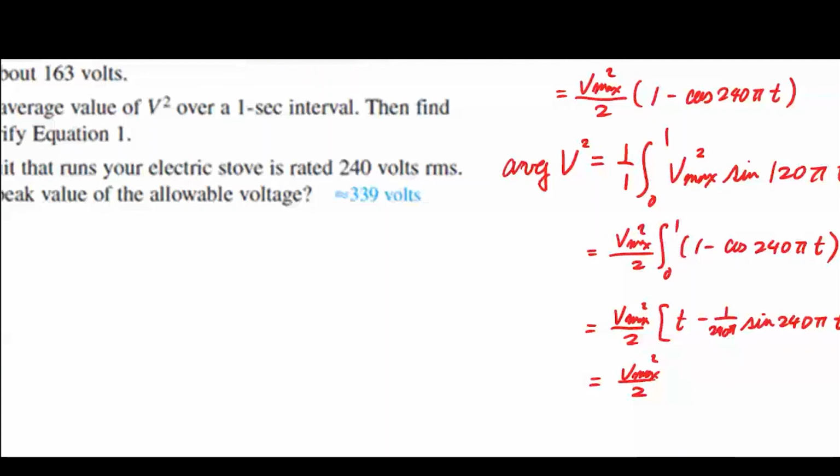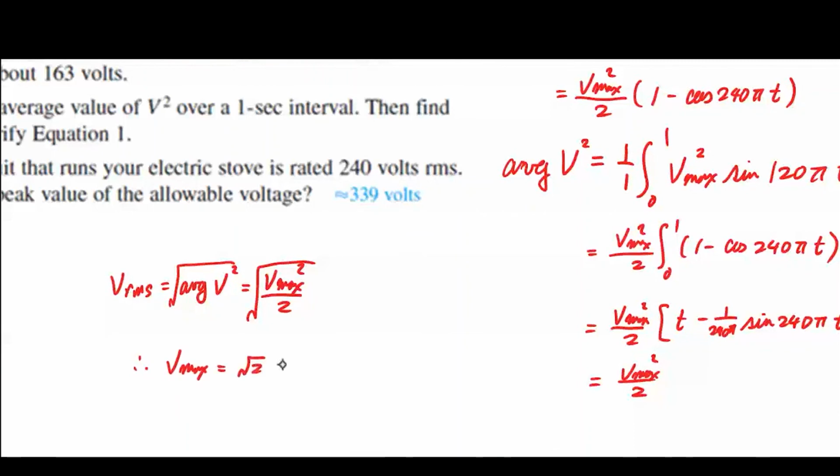Oh, V RMS is the square root of this. Good. This is not square, so these are squares, so we have to take a square root. Okay, then that tells you our V max that we wanted to find out has to be square root 2 times V RMS. RMS meaning, I'll just write it, 115 volts. How about that?